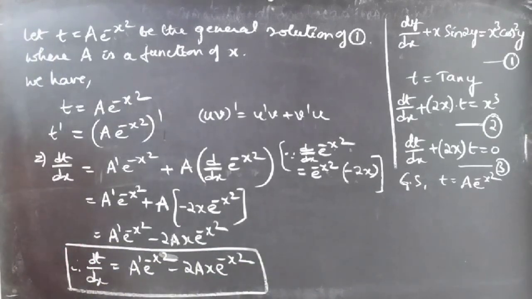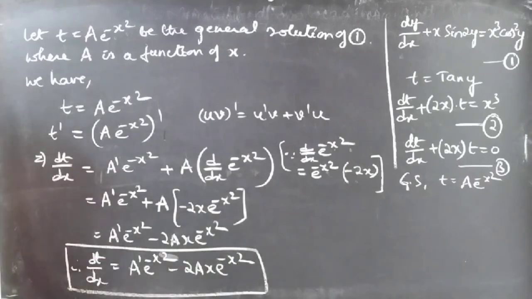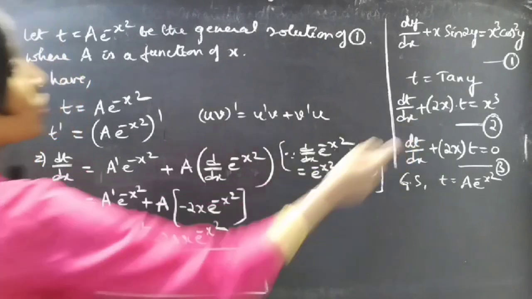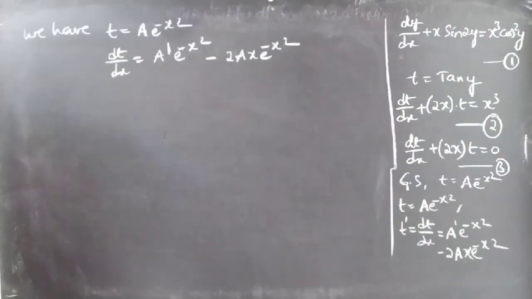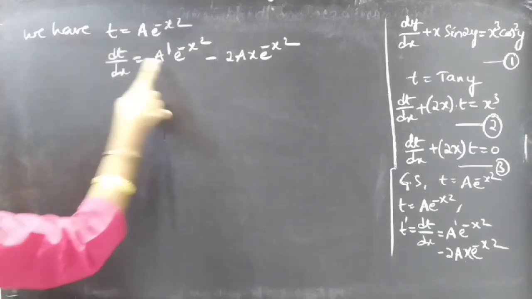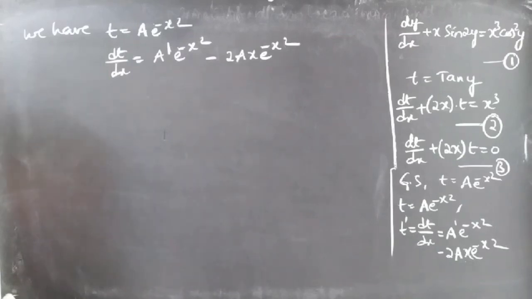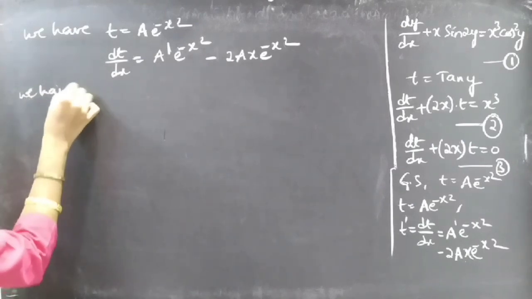We have t equal to a e power minus x square and dt by dx equals a dash e power minus x square minus 2a x e power minus x square, right? Let's substitute dt by dx and t in equation 2. We have t equals a e power minus x square and dt by dx equals a dash e power minus x square minus 2a x e power minus x square. Let's substitute these two in equation 2.